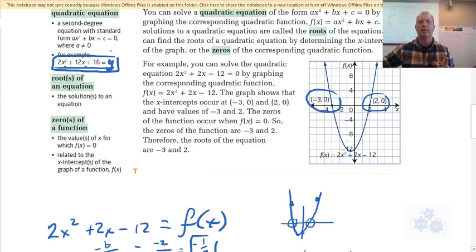When you graph it, look at the x values of the intercepts, because those will be the x values that make this y equal 0. Remember, it was 0 before. So x-intercepts are the same as roots of the equation, are the same as zeros of the function on the graph, same as the x-intercepts. Okay?